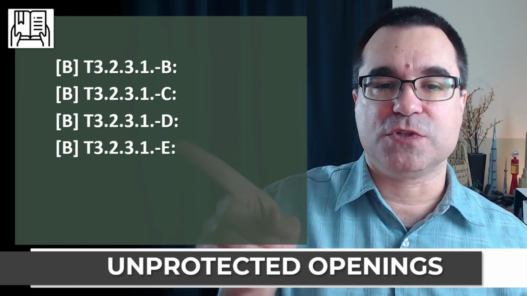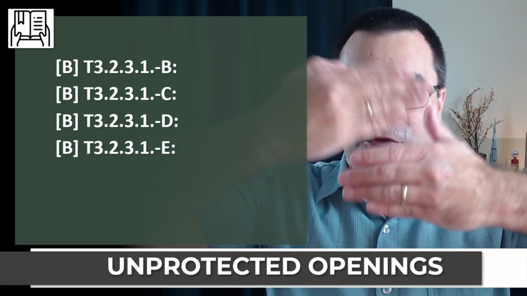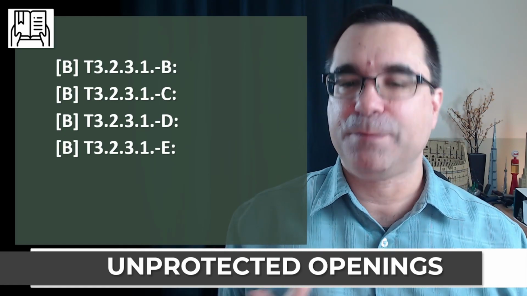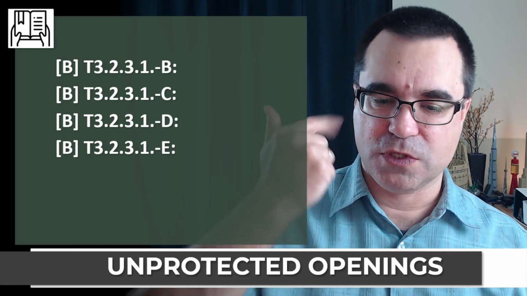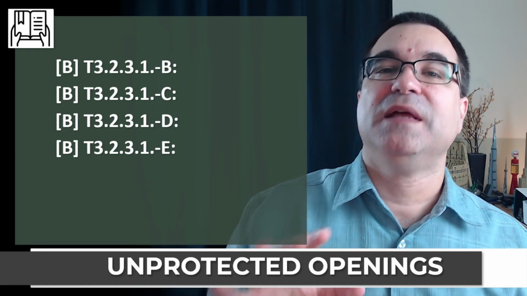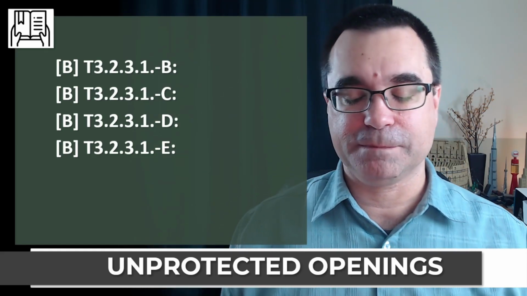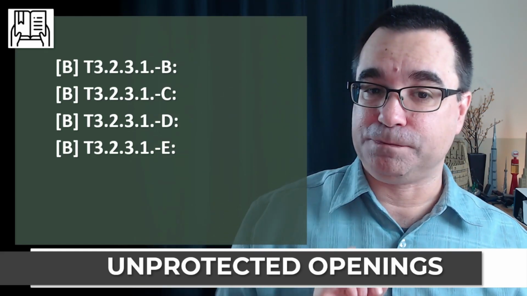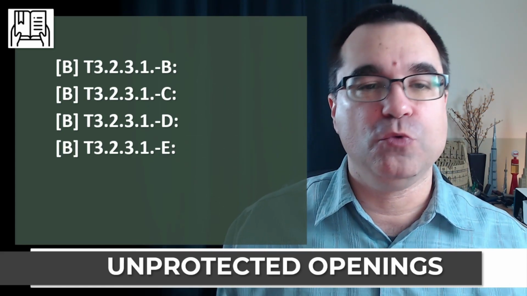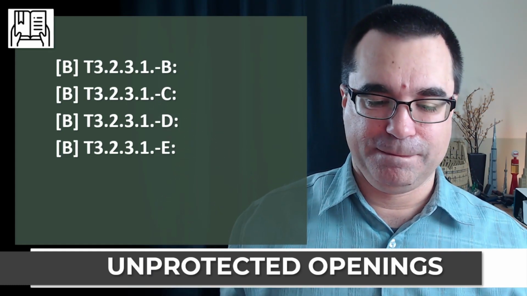These 4 tables allow you to find the percentage of the face of the building that's allowed to be unprotected openings. Unprotected openings are like windows, doors. Literally, for the purpose of fire, there are holes in that specific face of the building that fire can get through, okay? The 4 tables we're going to be using are table 3.2.3.1b, C, D, and E.